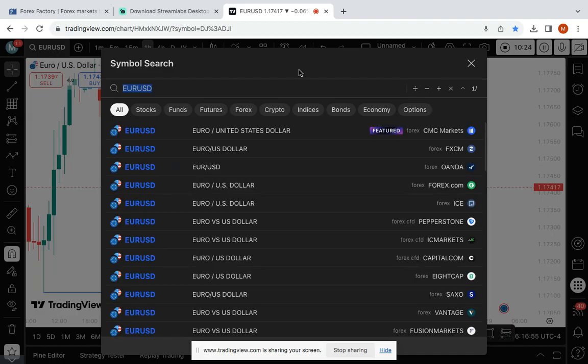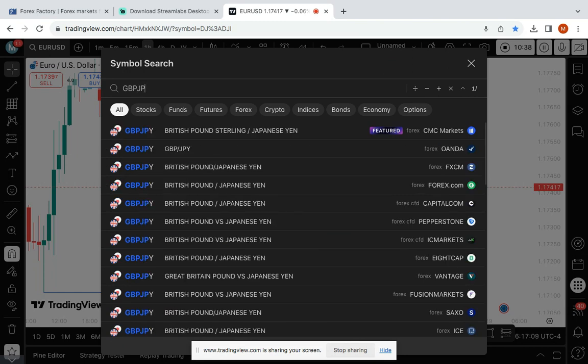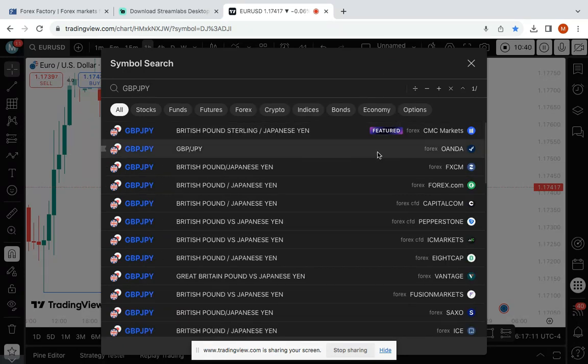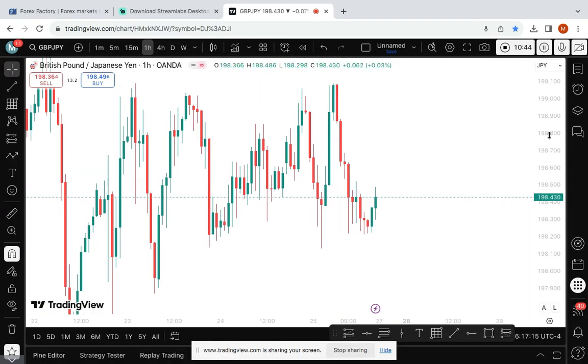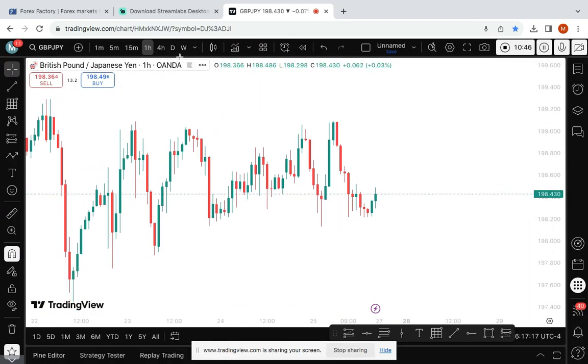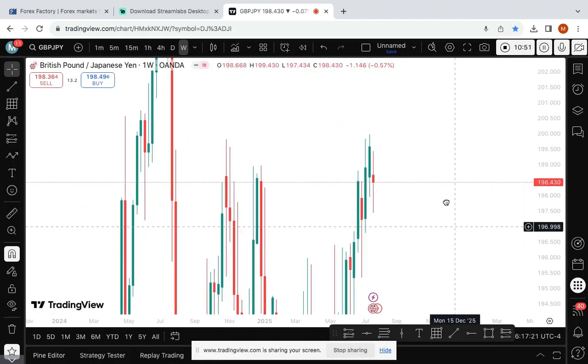So I'm going to check which pair I can check. For gold, I'll do it separately. So I want to check GBP JPY. Wow, the price action of this one is quite different, but I can do something maybe.